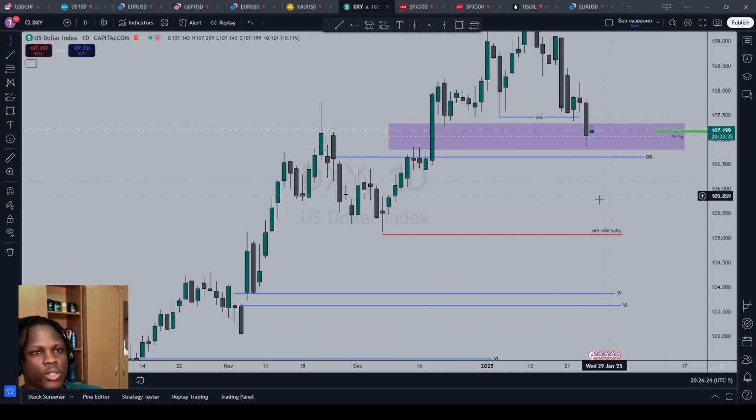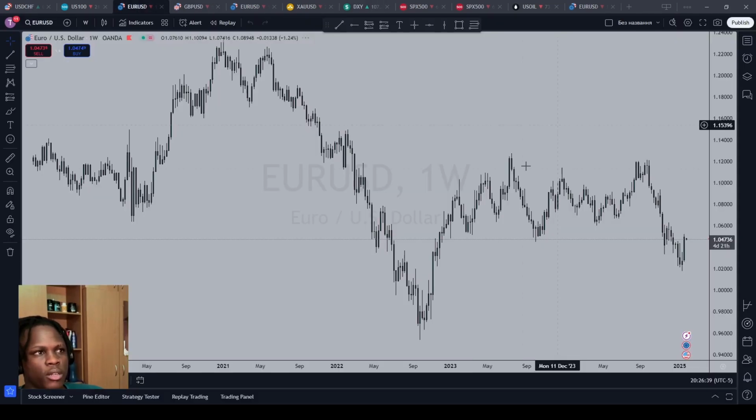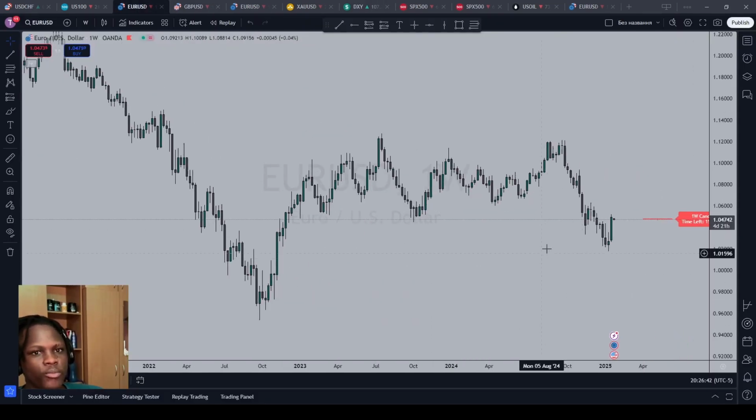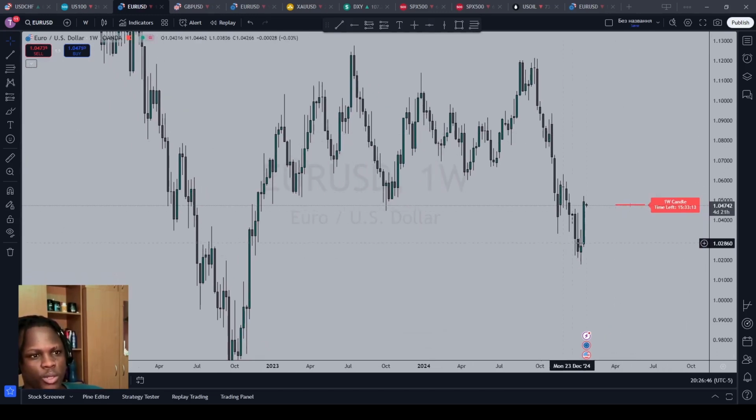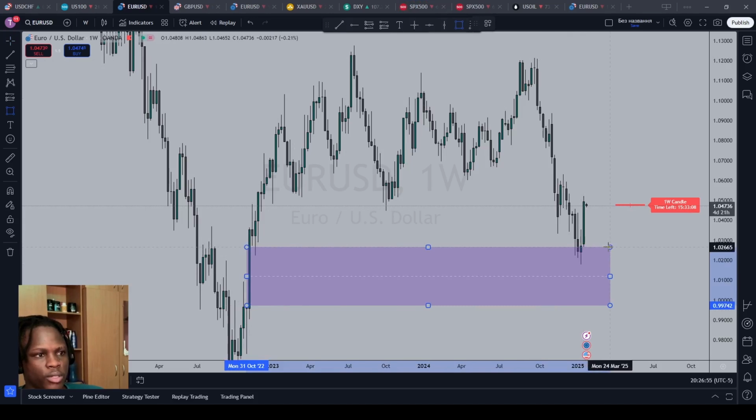So this is it for the dollar. And if the dollar goes down, we all know other currency pairs are supposed to go up, and if the dollar goes up, the other pairs are supposed to go down, just opposite with the dollar. Like for example, the Euro USD. I've also done a review on the Euro USD where it was moving to these lows and into this fair value gap.